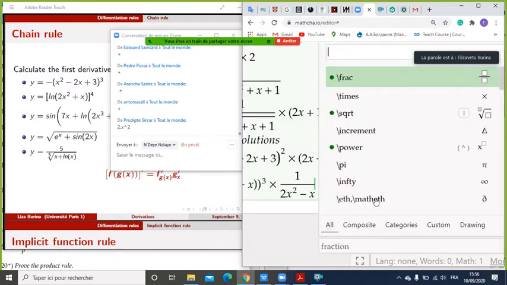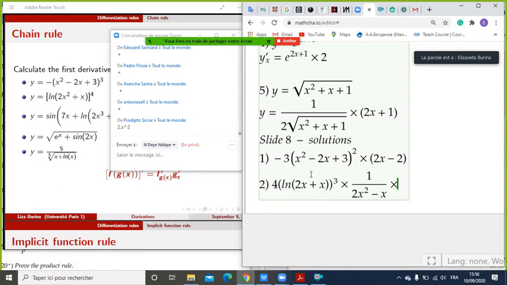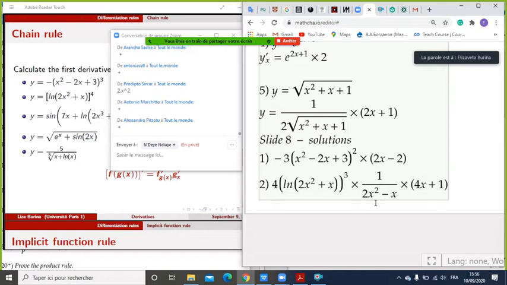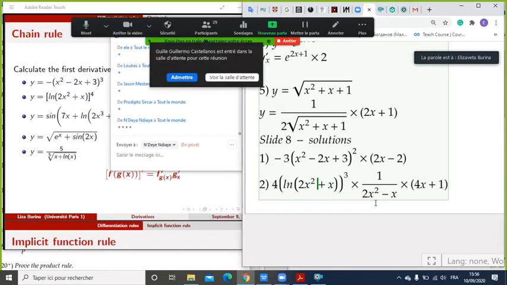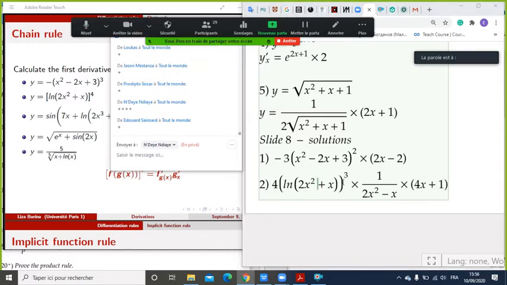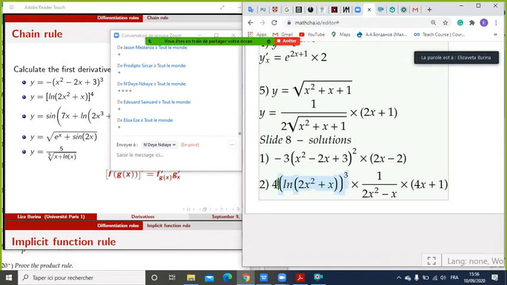2x squared. I'm typing. Okay, times 4x plus 1. X, yeah. Okay, so, is that good? Plus, minus. Okay, I have many pluses. So look, wait a second. Yeah, perfect, okay.